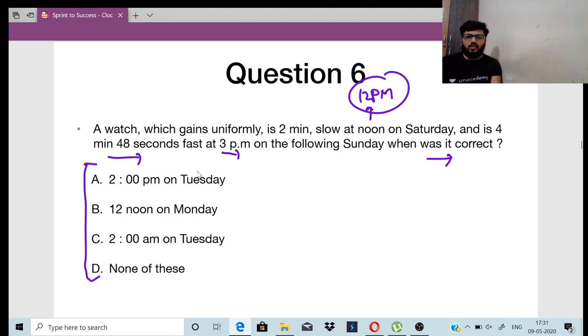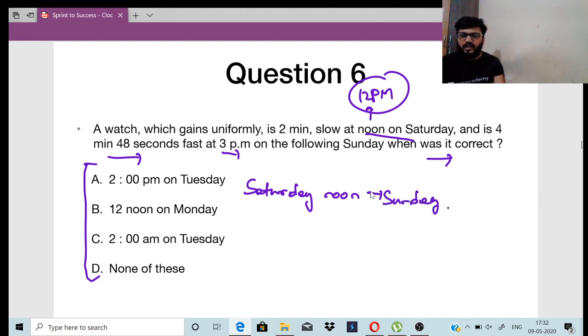Right? So now calculate this, okay? So which will be the right answer here? Okay, from Sunday noon, right? From Saturday noon, okay? Calculate from here, Saturday noon, right? From Saturday noon till the following Sunday. Okay, how many days will be there, right?